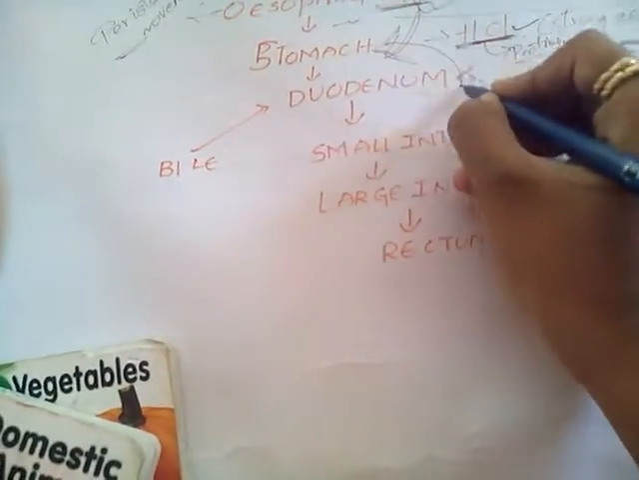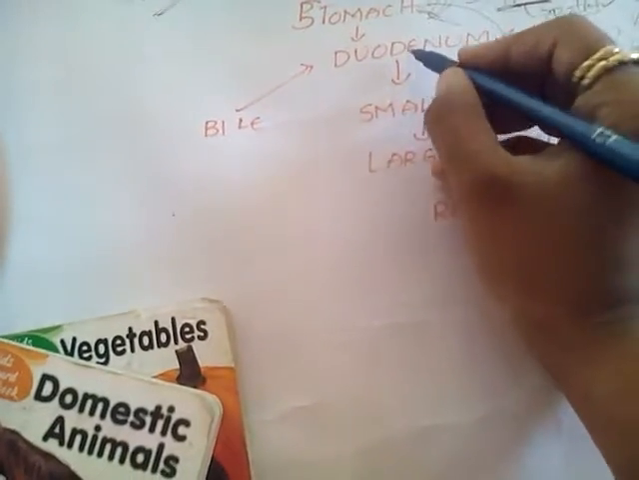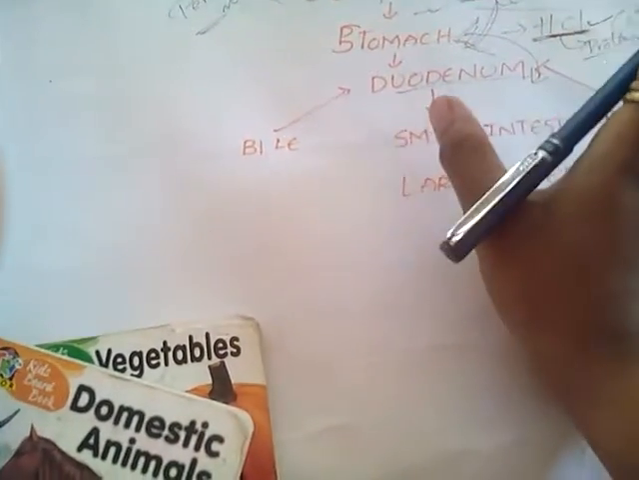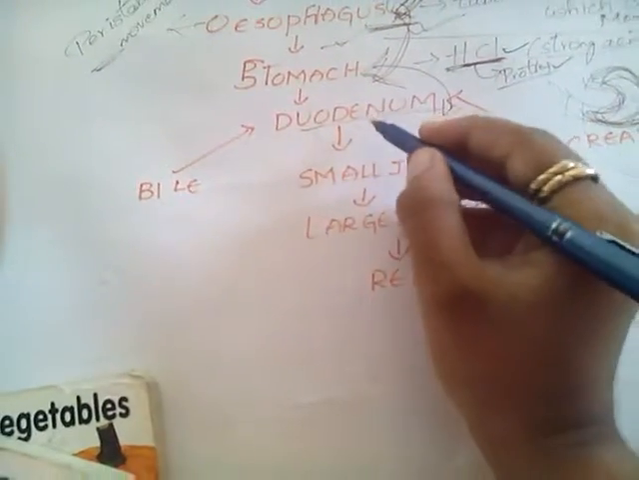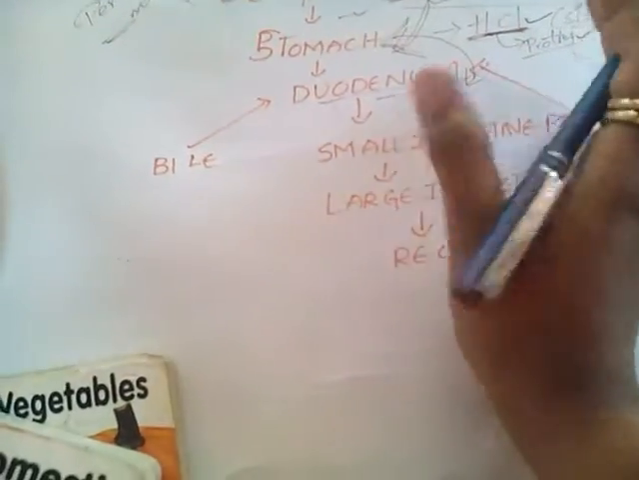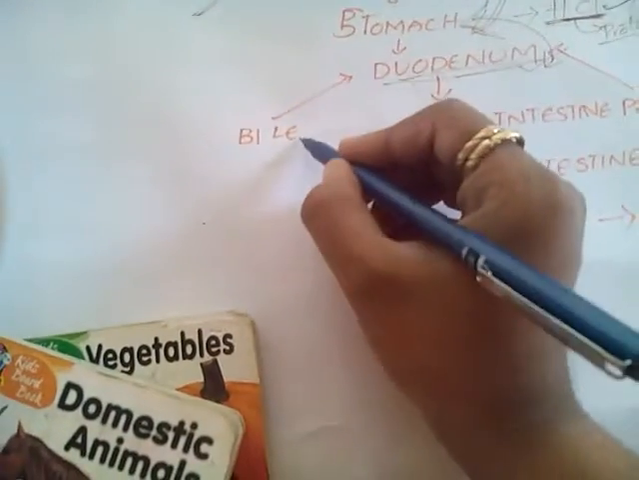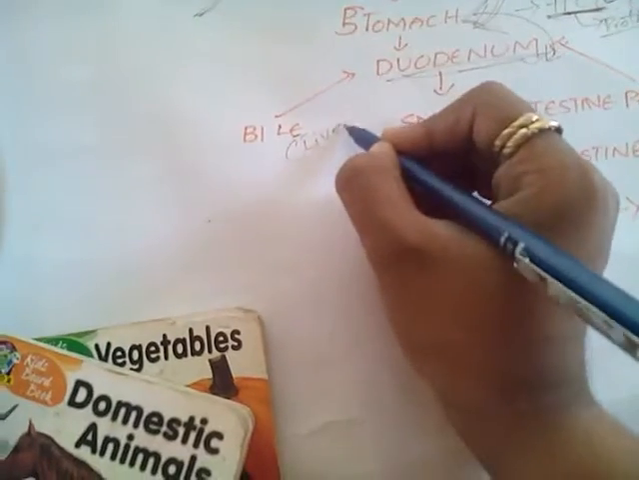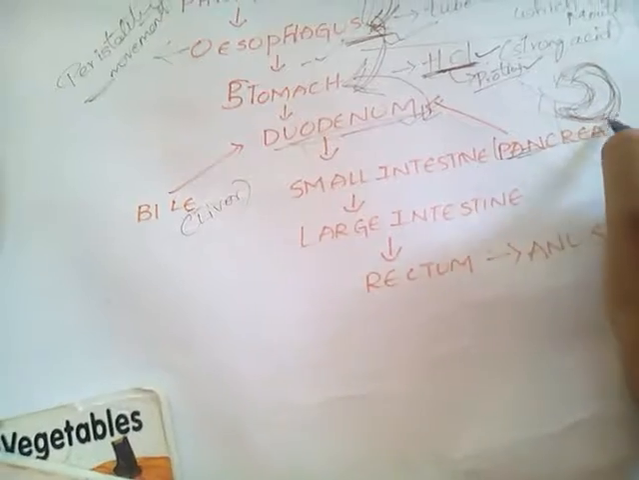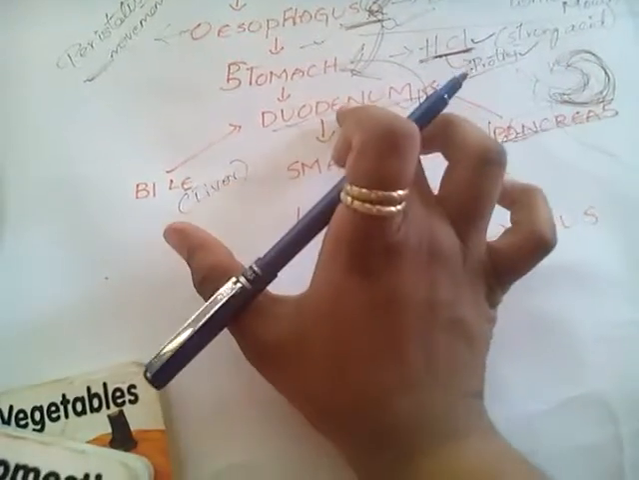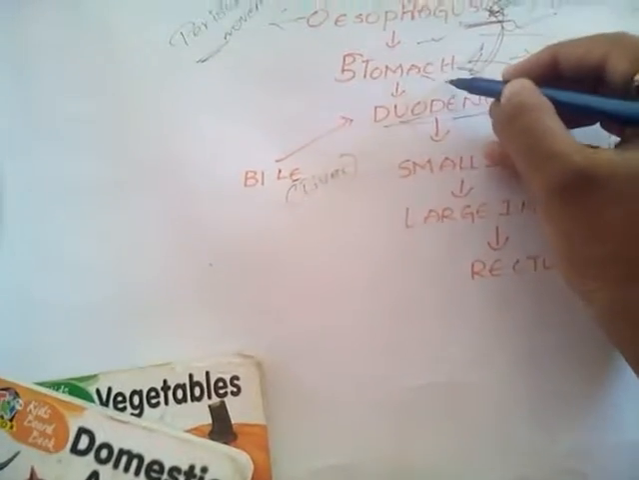From the stomach it enters into the duodenum. You may wonder what the role of the duodenum is. It's only for transportation, right? The duodenum is connected to the liver, which produces bile, and to the pancreas. I think you all know about the pancreas, right? They are connected to the duodenum.